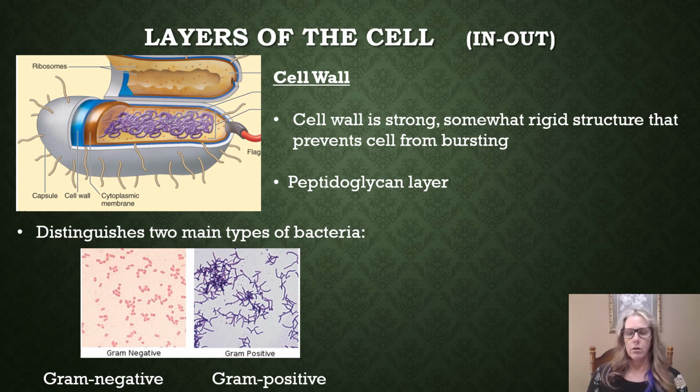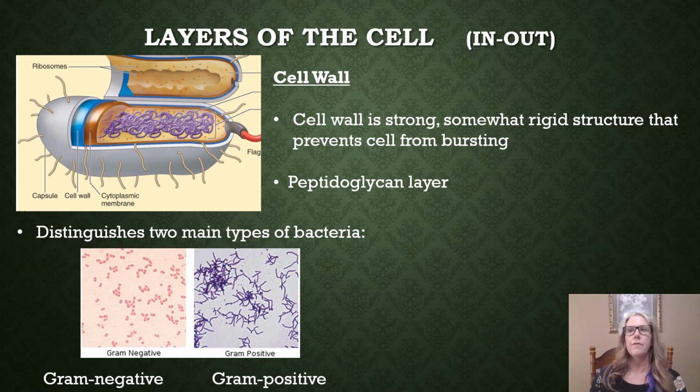The cell wall is a strong but somewhat rigid structure that really prevents the cell from bursting, okay? Now, what's important about this cell wall is that it contains a unique molecule that we only find in bacteria called peptidoglycan.